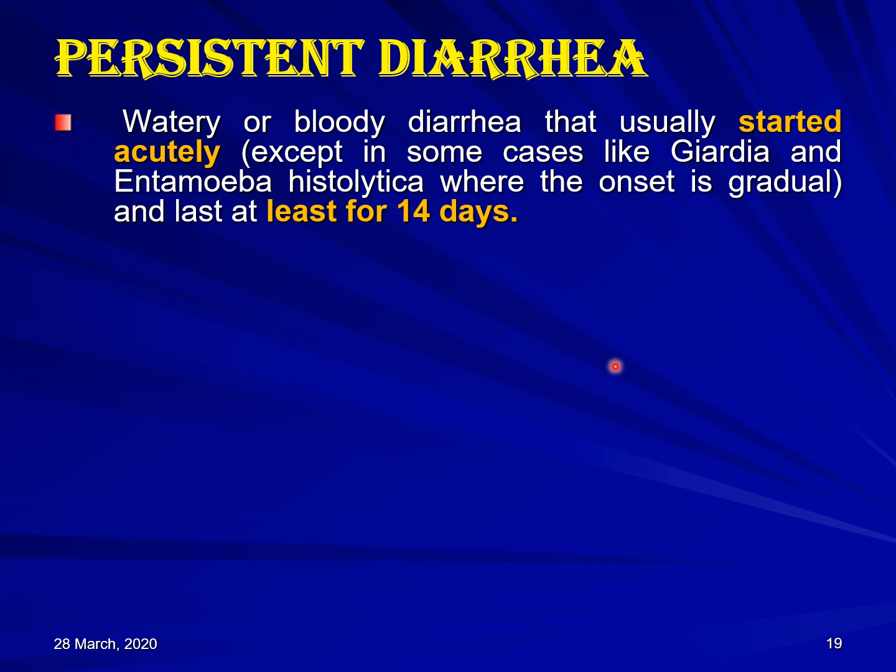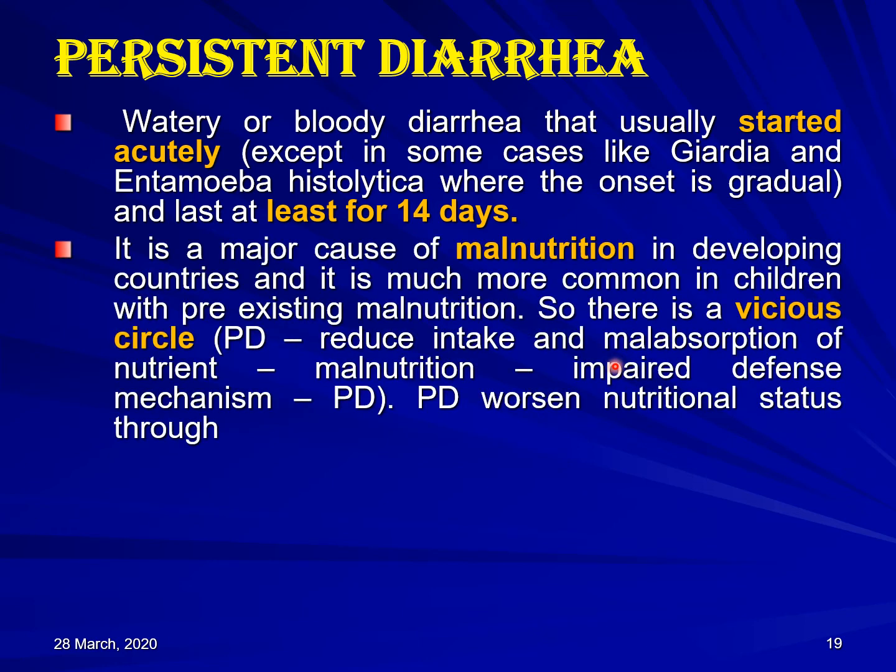In the majority of cases it starts acutely, apart from some cases of giardiasis or similar infections which might have insidious onset. It is a major cause of malnutrition, and malnutrition is one of the major contributors to the persistence of the diarrhea. So there is a vicious circle. Persistent diarrhea leads to reduced intake and malabsorption of nutrients, leading to malnutrition, leading to impaired defense mechanisms, leading to persistent diarrhea. We return to the beginning. So it is a vicious circle.